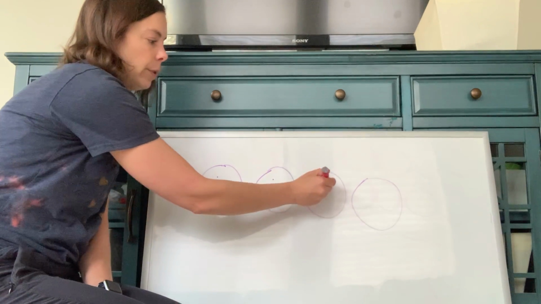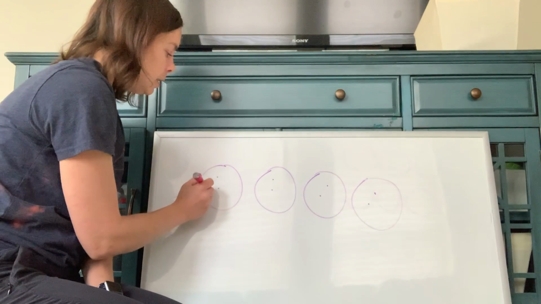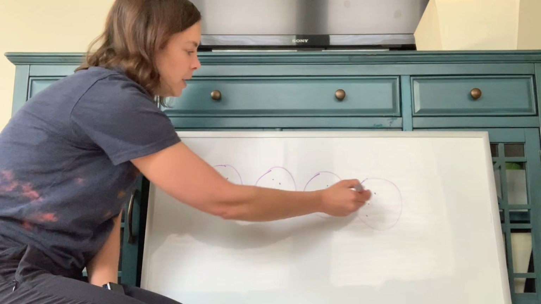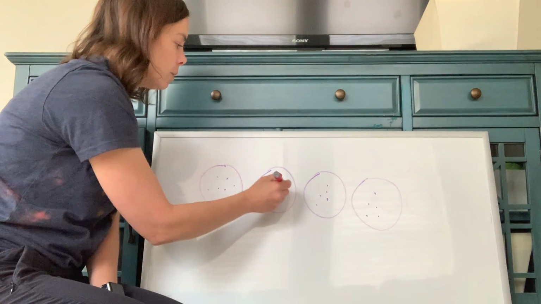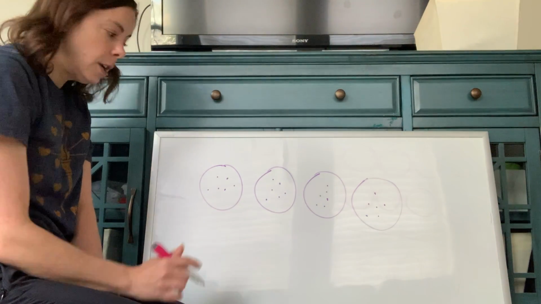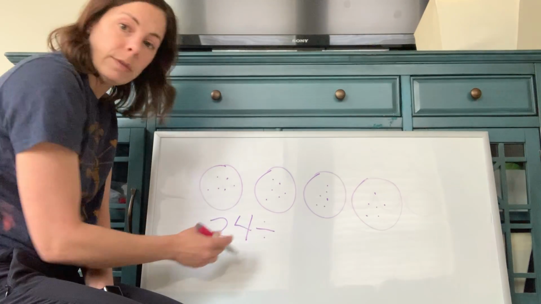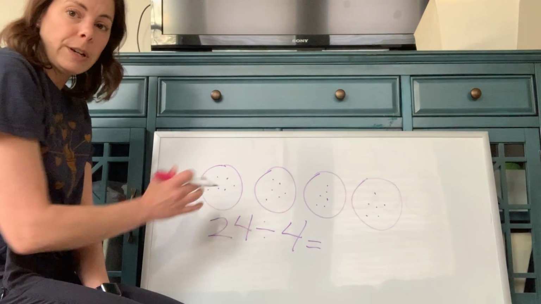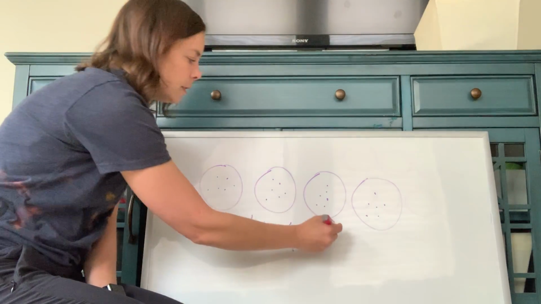1, 2, 3, 4, 5, 6, 7, 8, 9, 10, 11, 12, 13, 14, 15, 16, 17, 18, 19, 20, 21, 22, 23, 24. And it worked out that they got an even amount. My multiplication or my division looks like 24, that's how many muffins I had, divided into 4 groups, 4 boys. They each got 1, 2, 3, 4, 5, 6.